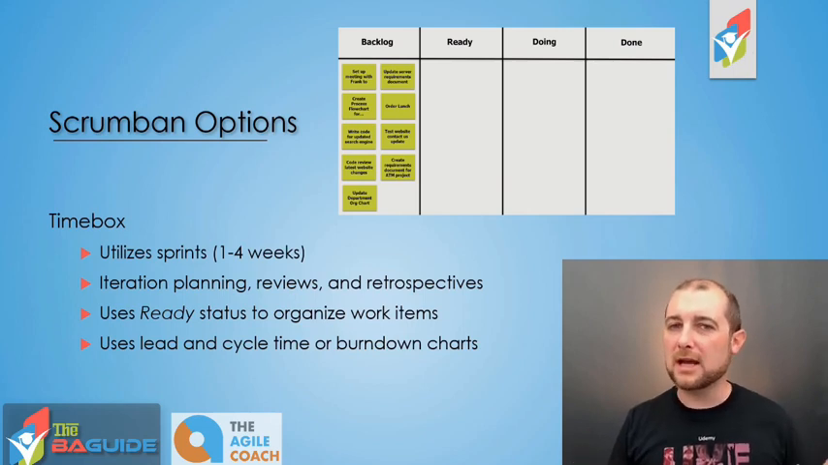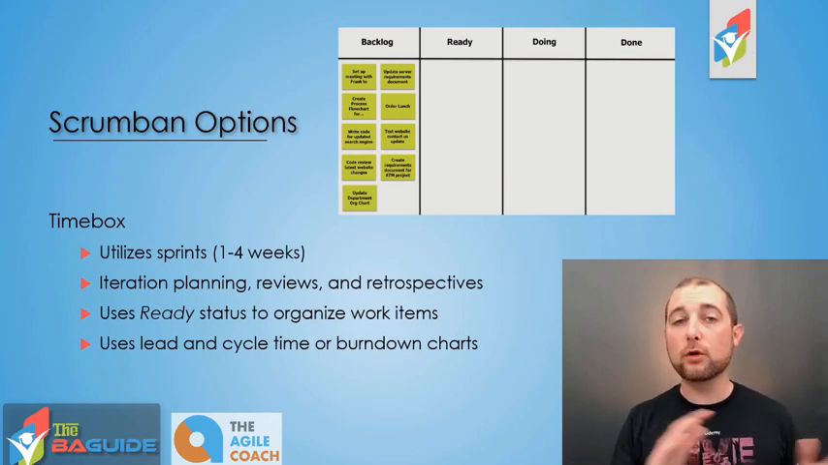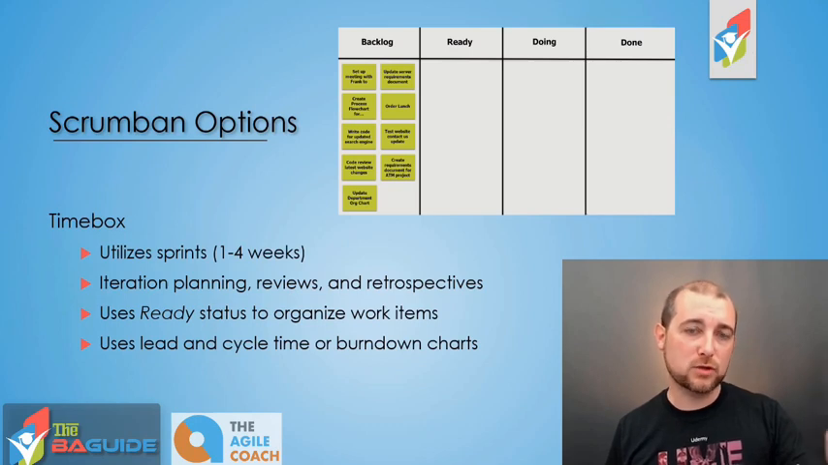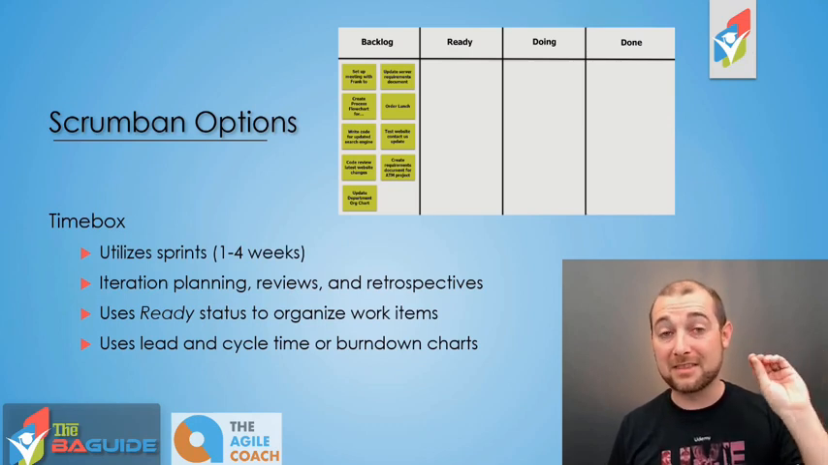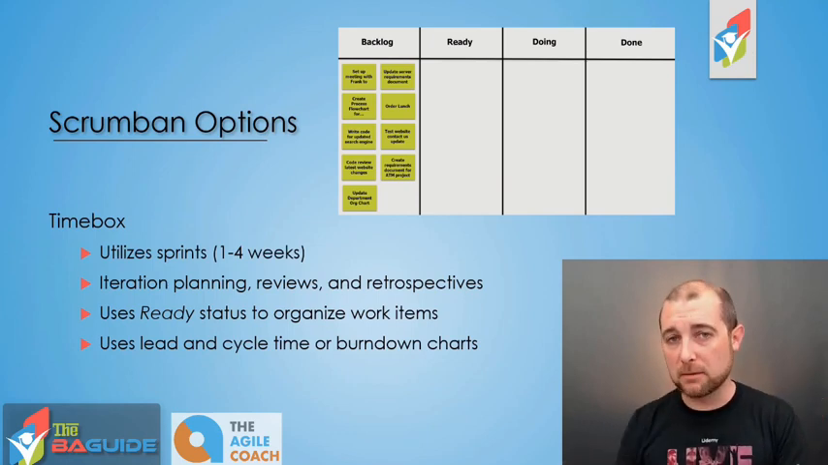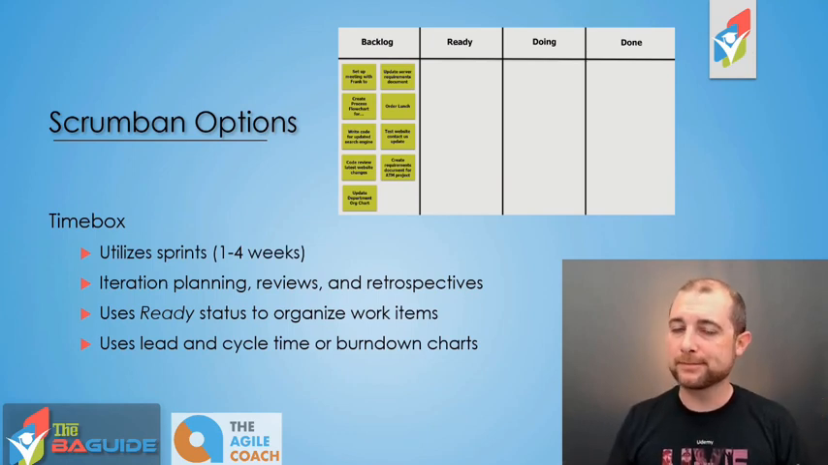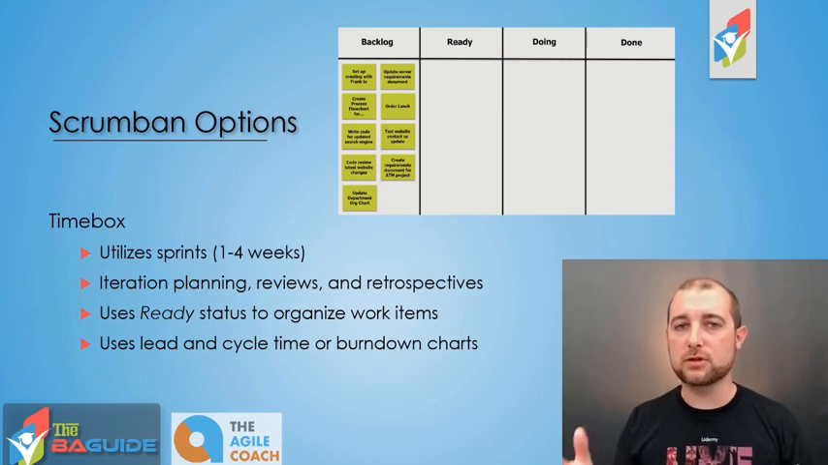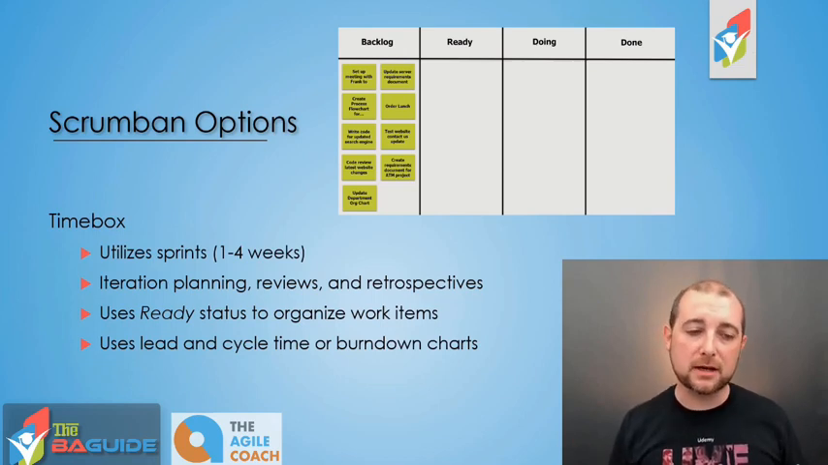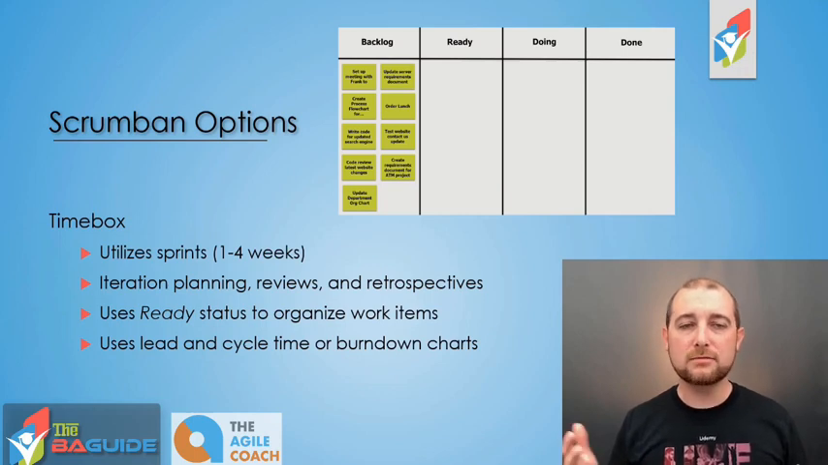Teams will use that ready column a little bit differently. Some will load up that ready column with any backlog item that's ready to go. Other teams will flag various work items in that backlog saying that these are ready, and then they only move them to ready once they're committed to for a particular sprint. There's no right or wrong way. It's really up to your team and the structure and the processes that you use within your organization to help move that forward successfully. And then finally, with the Timebox Scrumban, you can utilize different metrics.